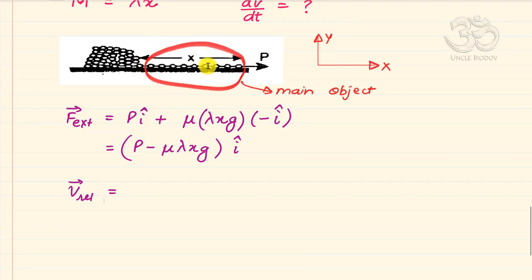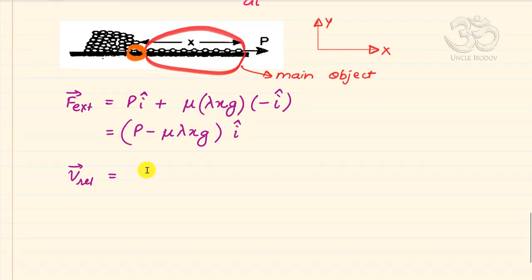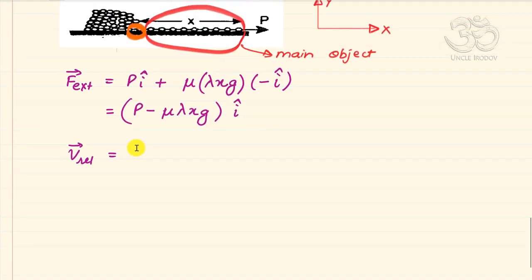This is how the system looks like right now. But a moment later, the first link would have moved forward by a small amount, and a small link here, maybe I can show it to you as a small orange circle, that small portion would be added to this chain, right? So I can say that this is the velocity of added link with respect to the ground minus velocity of moving chain or the main object with respect to the ground again.